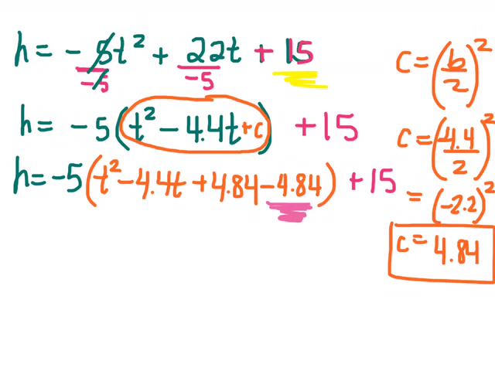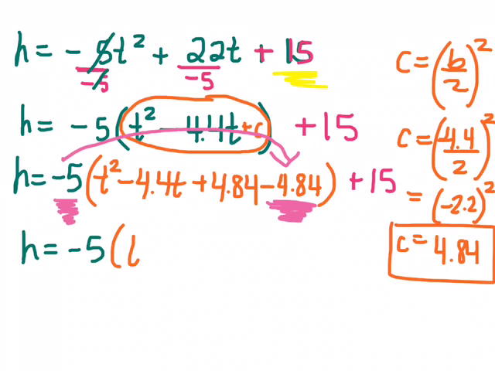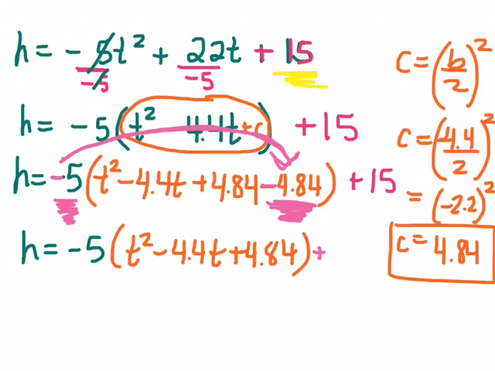To remove this from the bracket, I need to distribute it. A lot of you are forgetting this step. Because there's a negative 5 outside the bracket, what do I have to do with that? Multiply it by the negative 4. Yes, I need to multiply it by the negative 4.84 to remove it outside the bracket. Okay? So h equals negative 5. I have my perfect square trinomial here, plus 4.84. And I distributed this times this. A negative times a negative is a positive. What did you get? 24.2. 24.2, okay. But I still have to add the 15 to that, right?